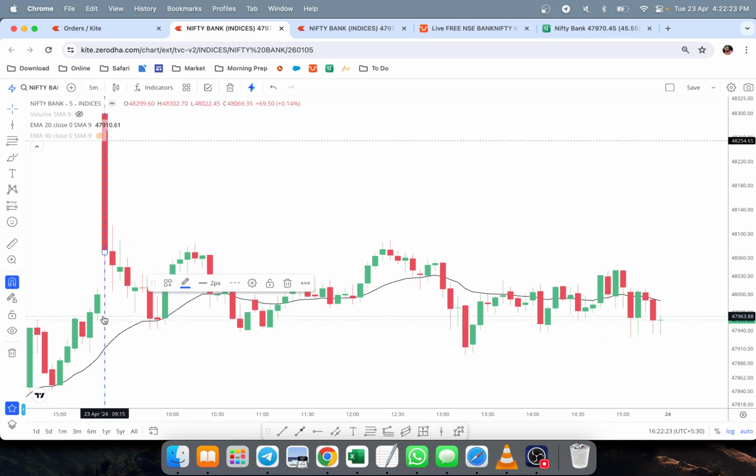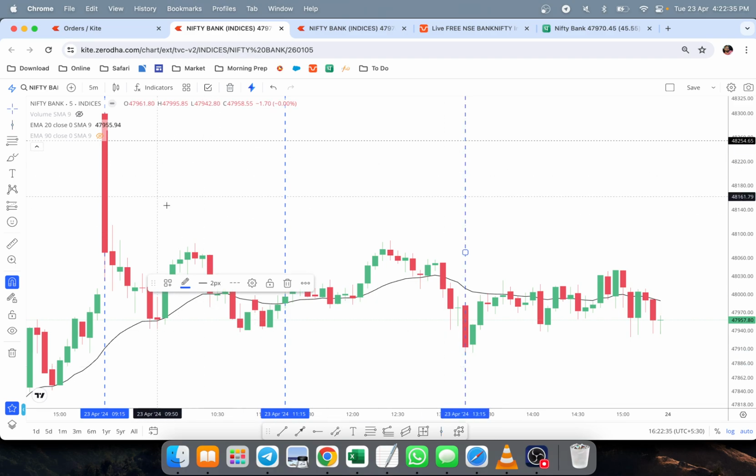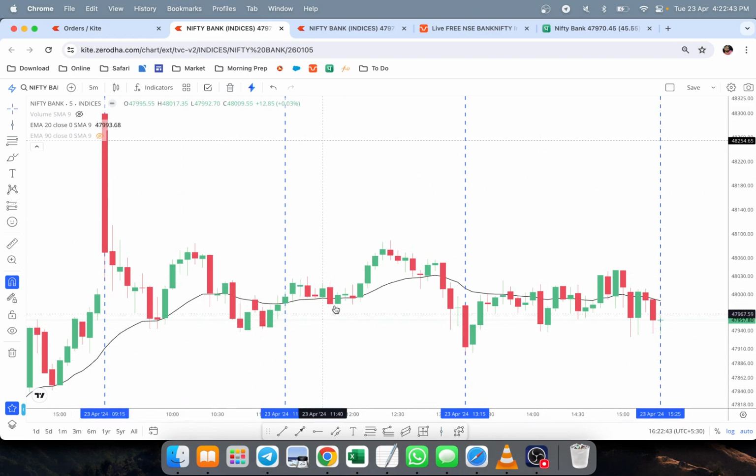We will take these horizontal lines starting at 9:15, then at around 11:15 we have the second line. So this is the first session of the day. Then we have the middle session of the day ending at 1:15. So first session, second session, and the last session of the day ends at 3:30. So we have the three sessions of the day, and we have just one indicator, the 20 period moving average.